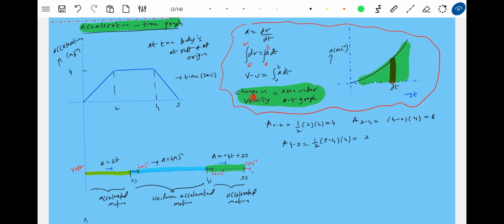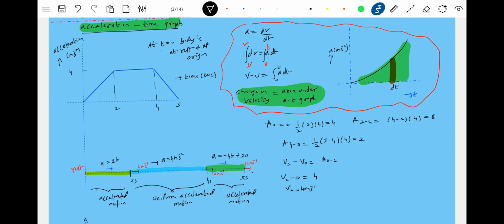Let's calculate. Area under the a-t graph is what? Change in velocity. Initially it was at rest. So we'll calculate here now. What is V2? V2 minus V0 should be equal to A02. See, we need data. We can't just accept blindly all these things. I'm bringing the data here. What is the speed of the object at 2 seconds? 4 meters per second.